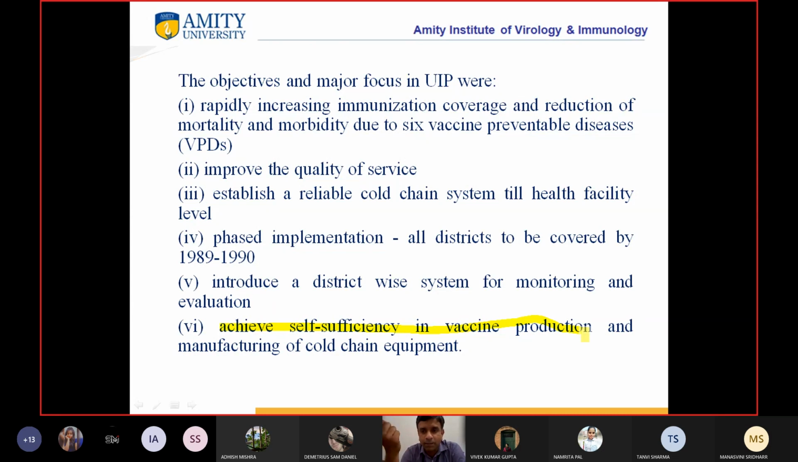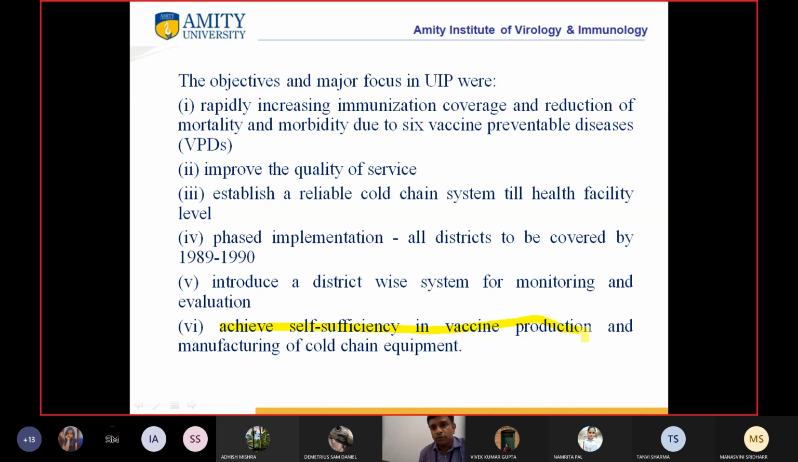Now just imagine, if you have to import even a refrigerator from outside, that will be a big economic burden for the government, right? So the government also pushed for development and manufacturing of cold chain equipment in India itself, right?